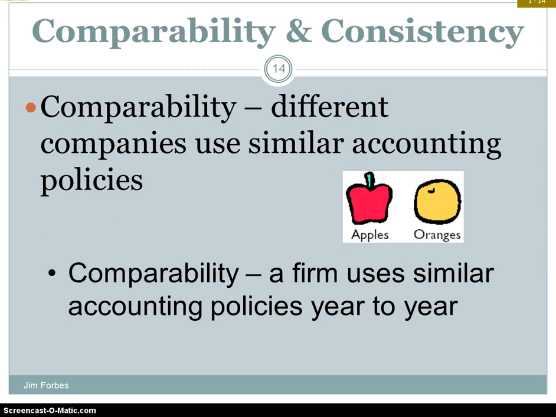Comparability and consistency. Different companies use different or similar accounting policies, and it's fully legal. And companies can change their accounting policies from year to year, although they are strongly advised not to do so. Most companies don't until there's a significant reason why. And when they do change, they do have to report both standards so people can compare.